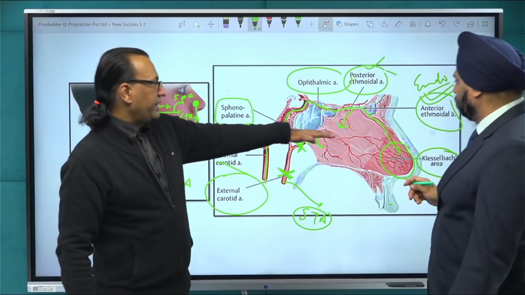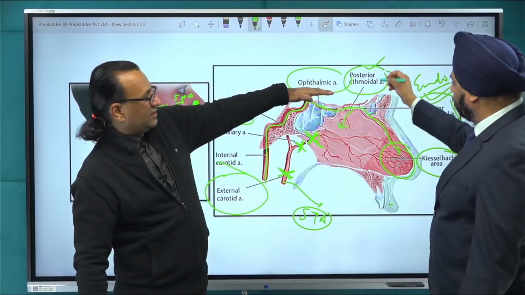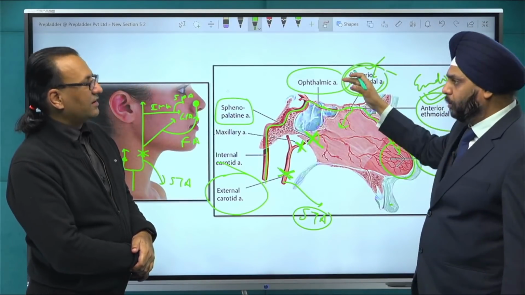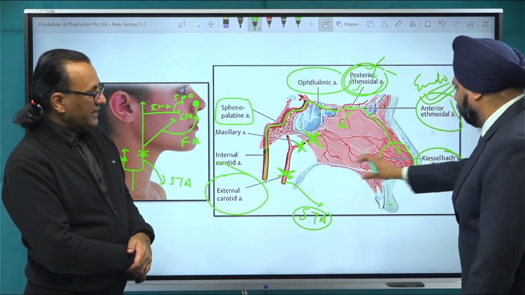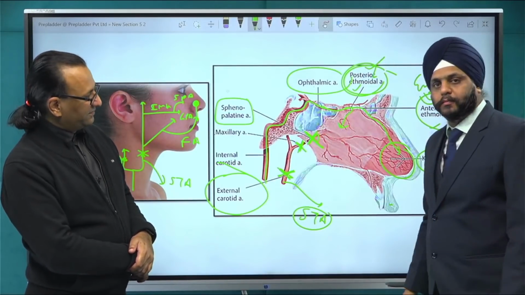So these bleeds will be above the middle turbinate. Yeah, both of them will be above the middle turbinate. In fact, posterior ethmoidal bleed is above the superior turbinate also, but this will not give so much trouble. The main trouble after ligating the ECA will be given by the anterior ethmoidal artery.